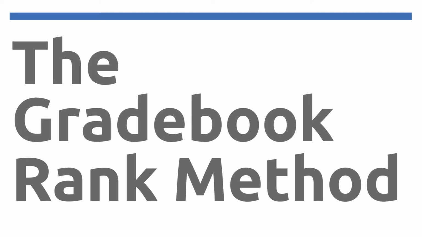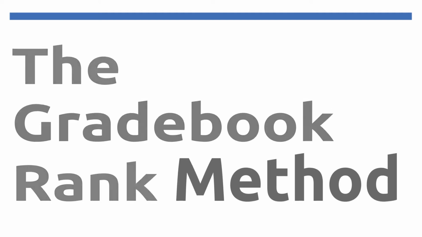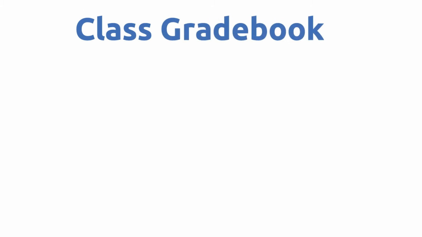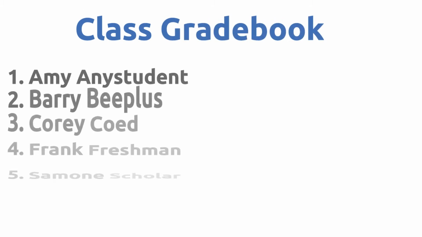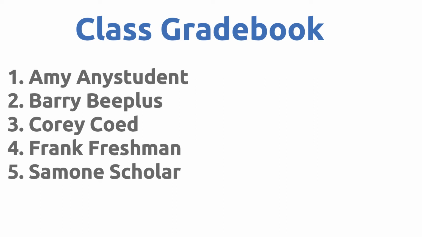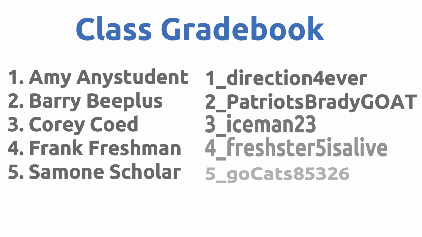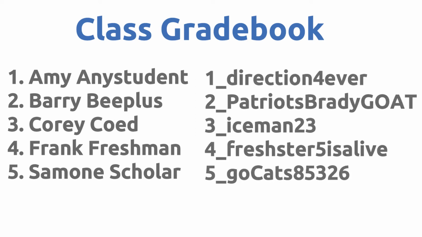The first method to create usernames is based on the Gradebook rank, which is typically alphabetical by last name. In this method, the student can pick any username they want, but they need to start with a number that corresponds to their order rank in the class gradebook. Adding an underscore between the 2 parts can help with readability.